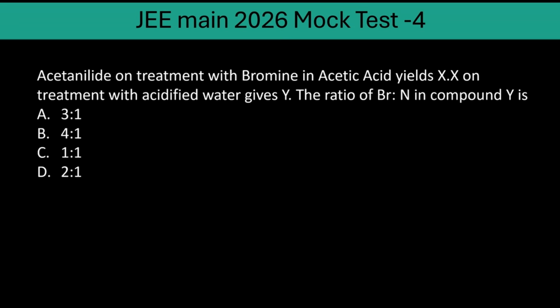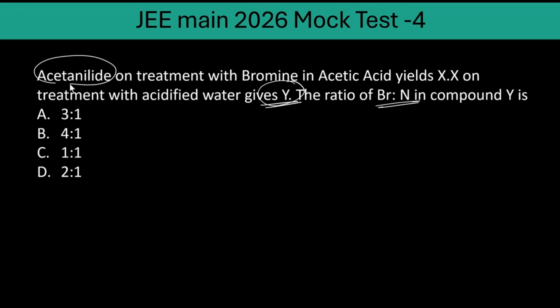Acetanilide on treatment with bromine in acetic acid yields X. X on treatment with acidified water gives Y. They are not asking what is Y, they are asking what is the ratio of bromine and nitrogen in the compound Y. So you have to know what Y is, obviously, right?